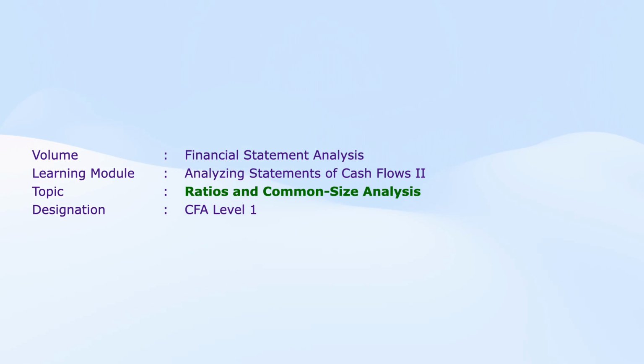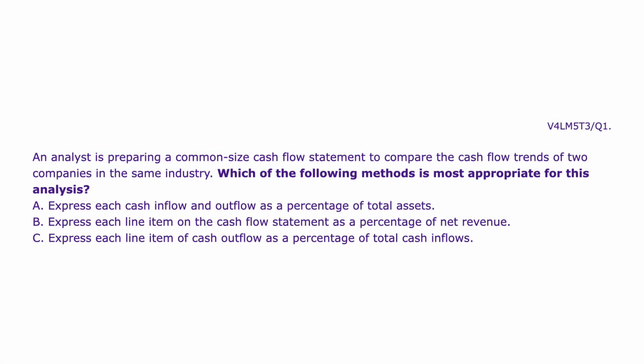Topic: Ratios and common size analysis. An analyst is preparing a common size cash flow statement to compare the cash flow trends of two companies in the same industry. Which of the following methods is most appropriate for this analysis? A. Express each cash inflow and outflow as a percentage of total assets. B. Express each line item on the cash flow statement as a percentage of net revenue. C. Express each line item of cash outflow as a percentage of total cash inflows.